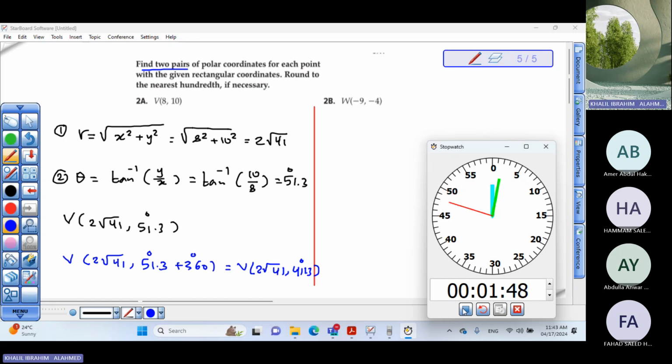Be careful about here. This is x equal to -9, less than 0. You should add pi.